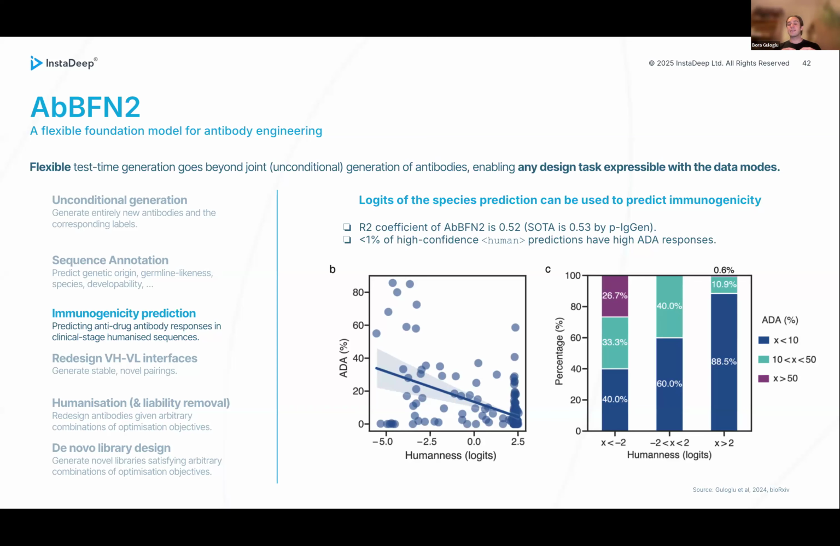And we find, for instance, that when the model thinks a sequence is very, very human, so when it confidently classifies a sequence as human, those are the sequences that have lower ADA values. On the left, there's a correlation plot. And on the right, when we bin these things, a much clearer picture emerges. The really confidently human sequences are the ones that are low risk. And all of the high risk sequences fall into the confidently not human bin, so to speak, under the model.